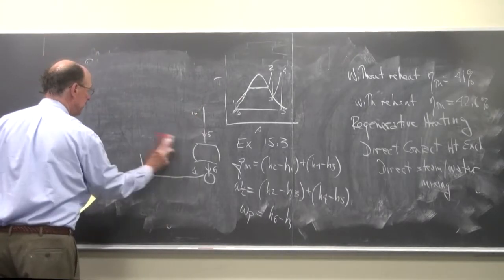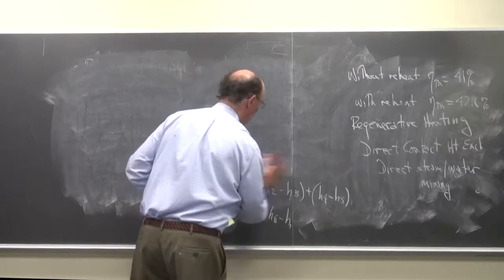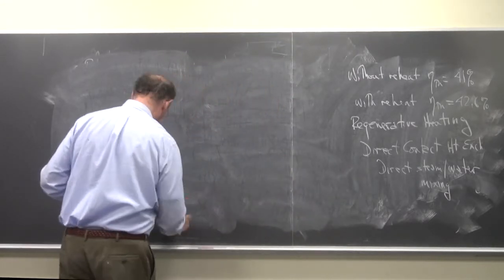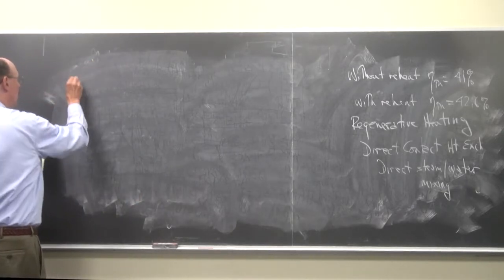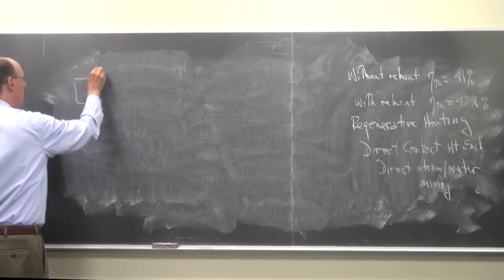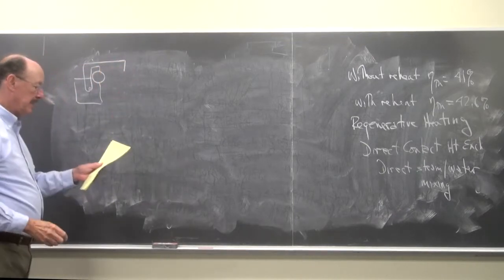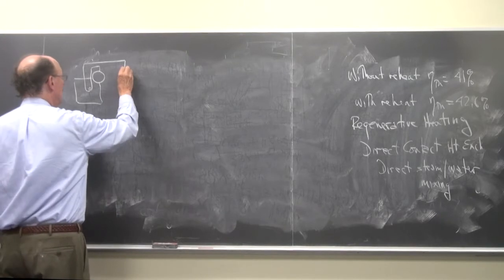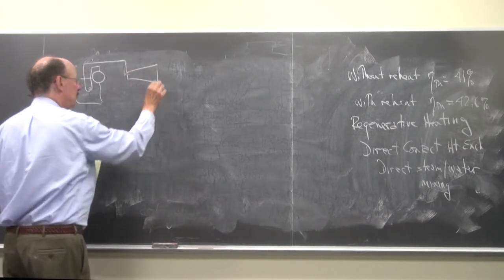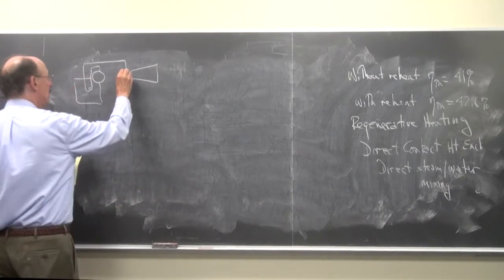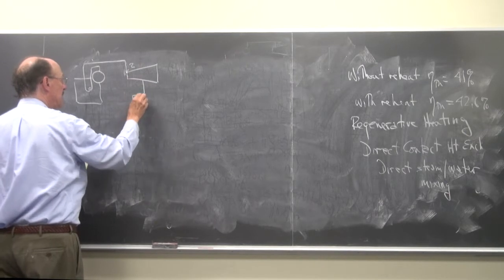We look at the regenerative cycle. Here we're going to have it go into the turbine at state 2. I'll make the turbine a little bit longer. It goes in at state 2, expands to state 3, and some is extracted.